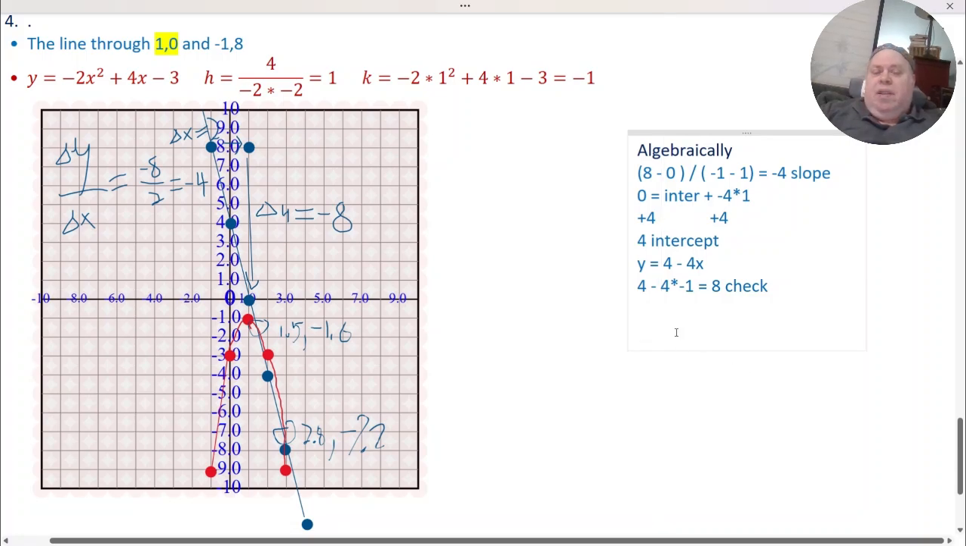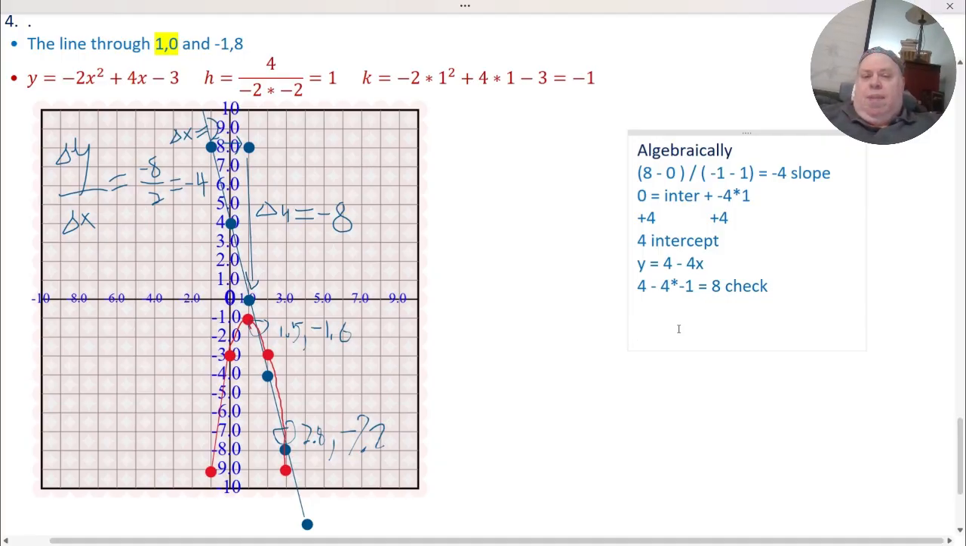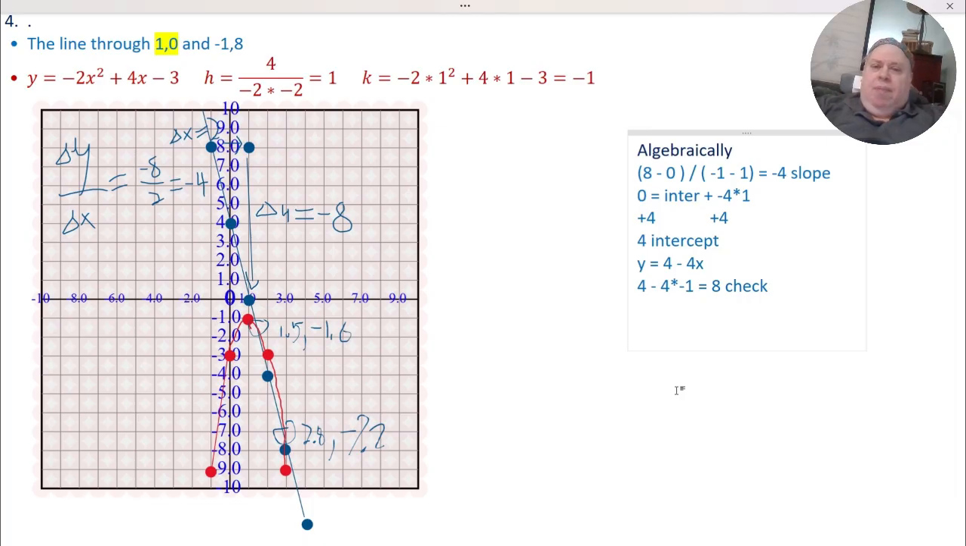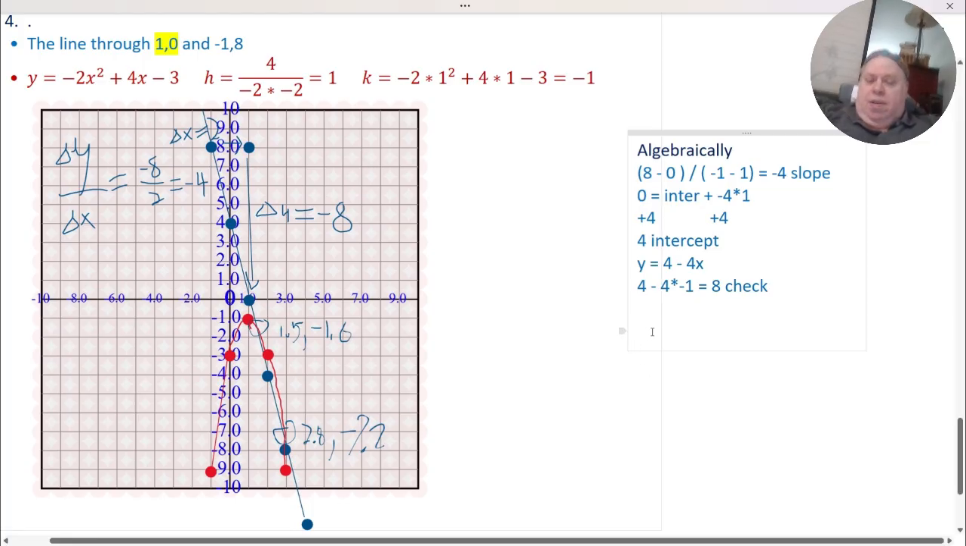This is the finish of problem 4 in the Math 111 M1 Spring 2026 review exam, the last problem. Okay, so we're going to start with setting the two equations equal to each other.